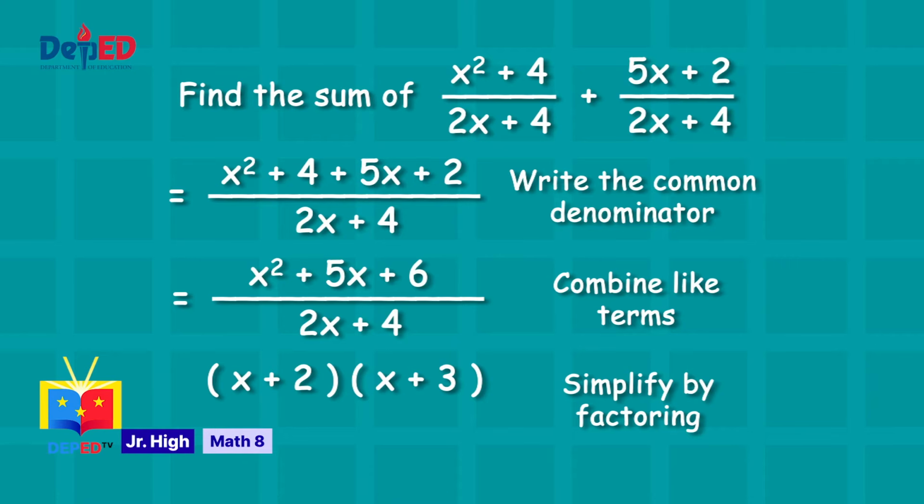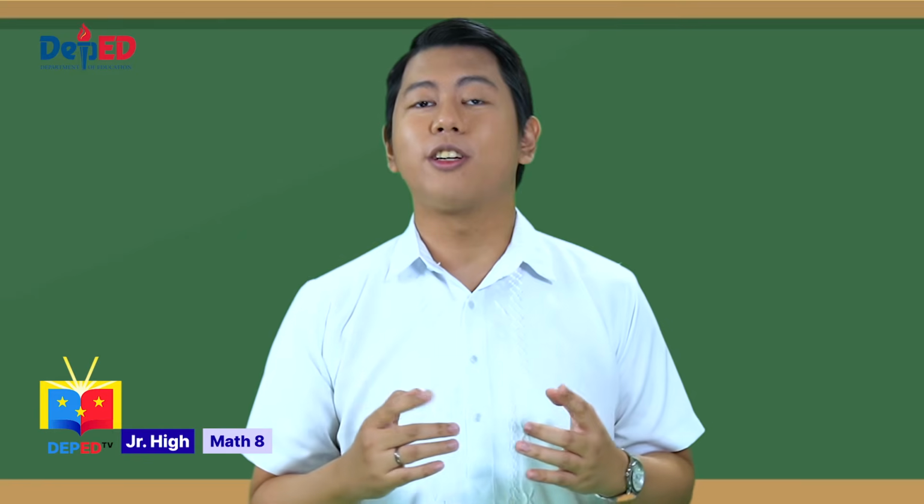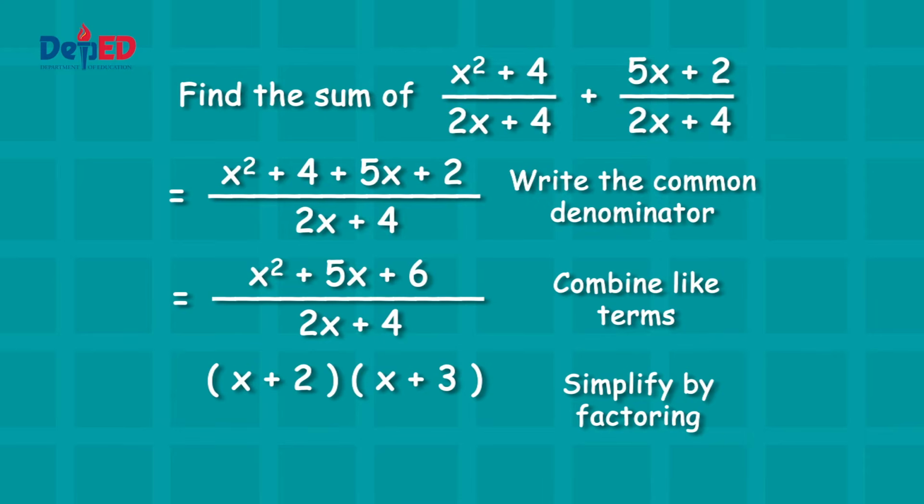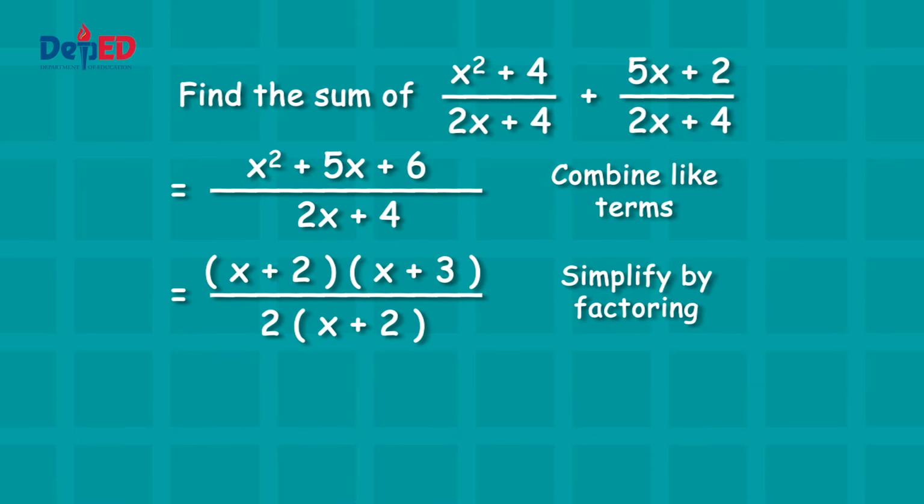How about the denominator? We can factor the greatest common monomial factor, which is 2. So it can be expressed as 2 times the quantity x plus 2. Do we have common factors? We can divide x plus 2 in the numerator and the denominator.